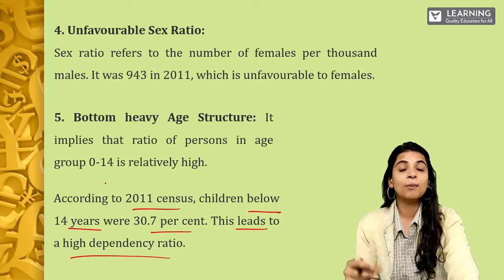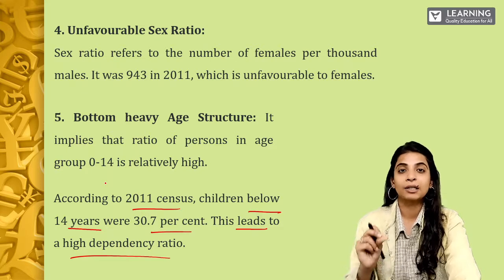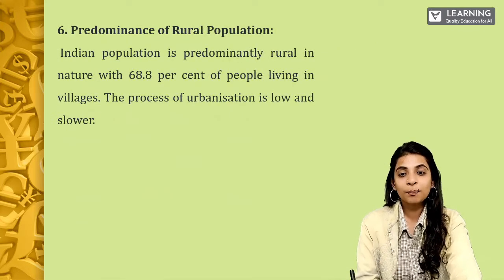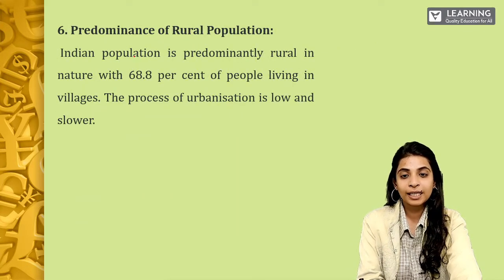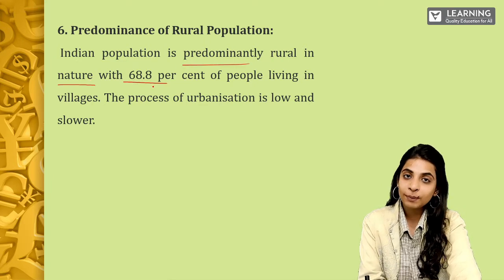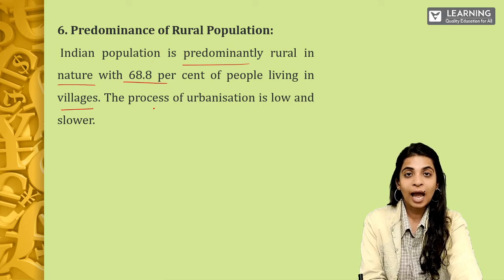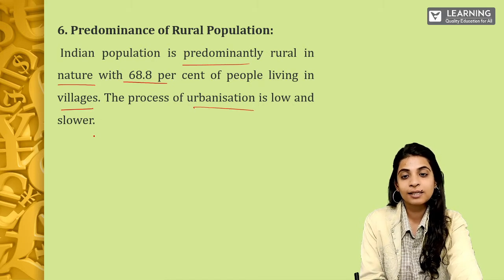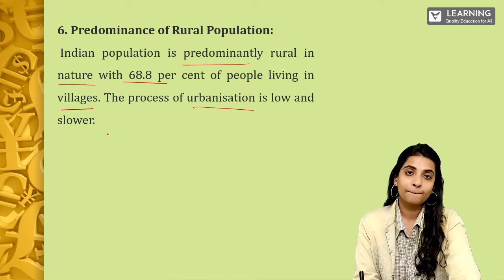So if major population is dependent, it is a matter of concern. Now, predominance of rural population. Indian population is predominantly rural in nature, right? And with 68.8% of people living in villages, the process of urbanization is low and slower.